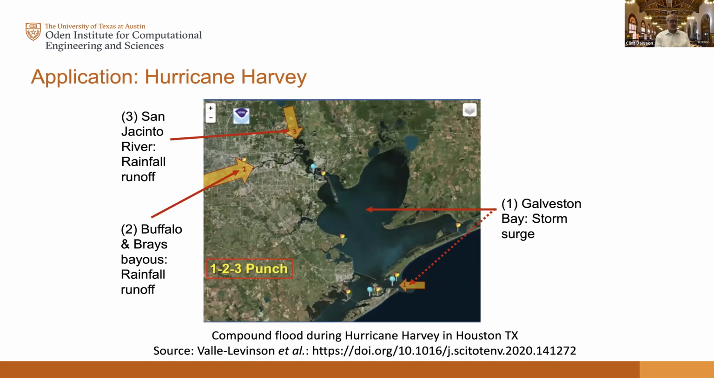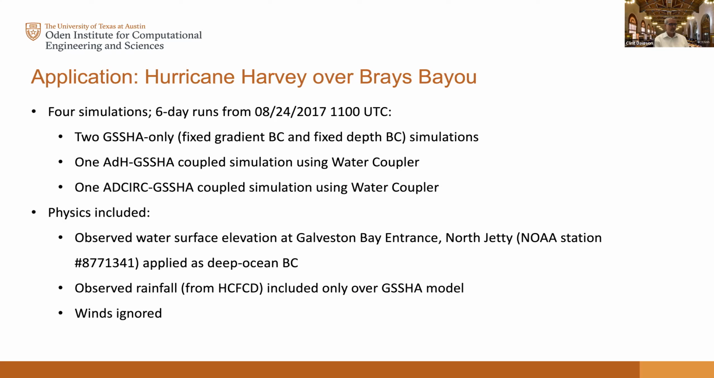So one application here, this is looking again at Hurricane Harvey, but now in the Houston area. In the Houston area, you have some major river components, the San Jacinto River here, and you have Buffalo Bayou, which flows into the Houston Ship Channel, and there are several tributaries that feed into Buffalo Bayou, including the Brays Bayou and some others. And then you have storm surge coming in through Galveston Bay. And so this is another example of compound flooding.